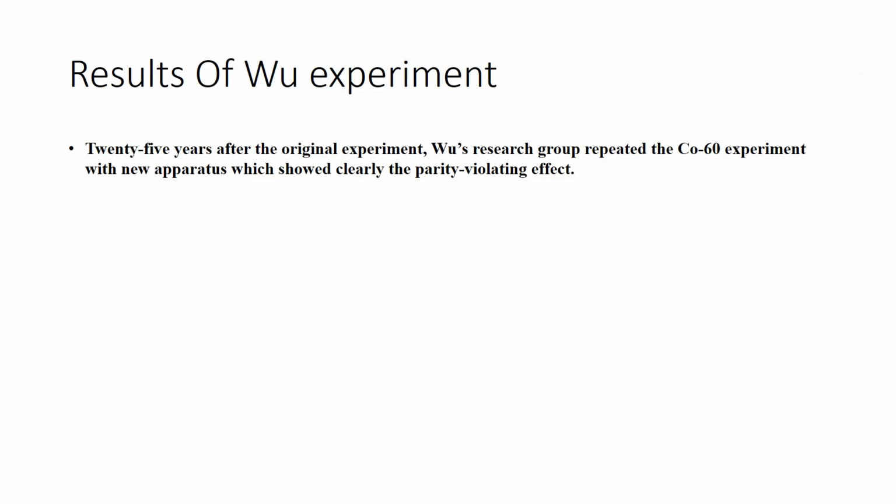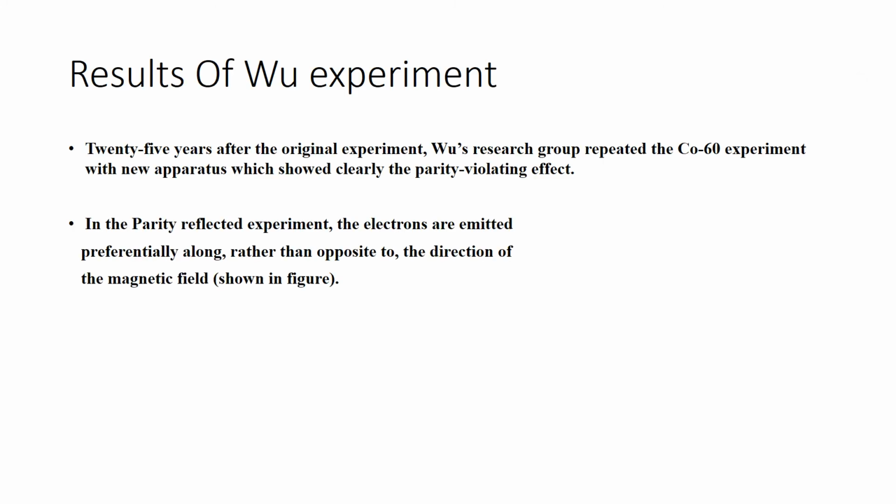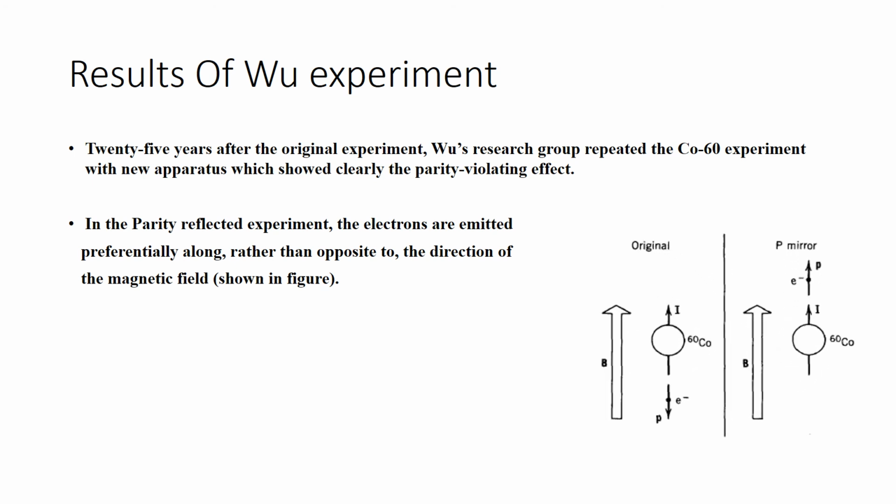As a result of the experiment, they showed that parity is actually violated. They showed that in the parity experiment, the electrons are emitted preferentially along, rather than opposite to, the direction of the magnetic field. So that is how they knew about the violation of parity in beta decay.